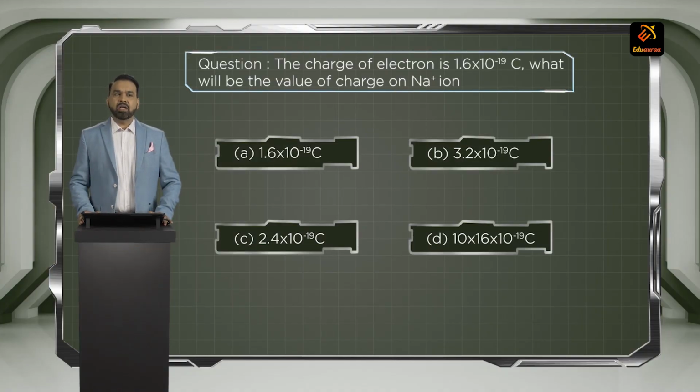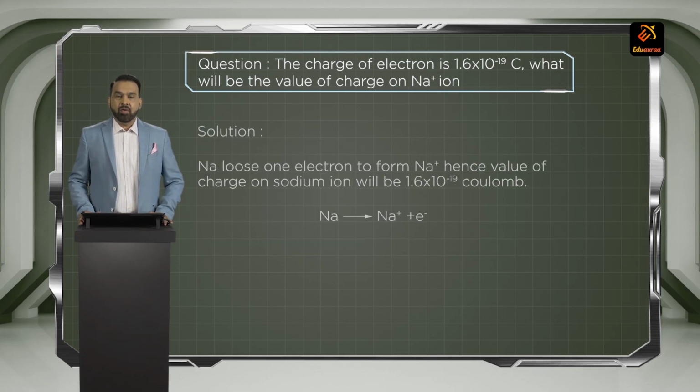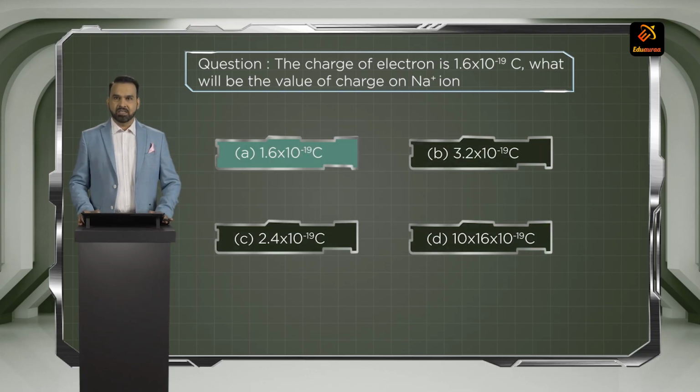Going to the first question, the charge of an electron is 1.6 into 10 raised to minus 19 coulombs. What will be the value of charge on Na plus ion? Now Na plus ion is formed by the loss of one electron. So when it loses one electron, the charge on it is a positive charge. That positive charge will be equal to 1.6 into 10 raised to minus 19 coulombs, which is the first answer. Yes? Let's move to the next question.